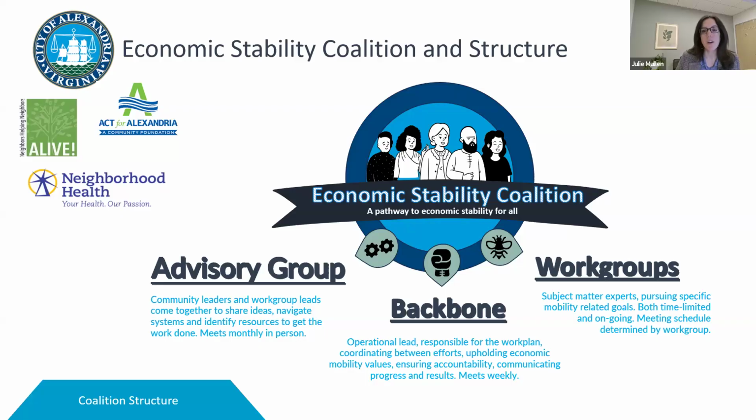And then our work groups are more time-limited groups that come together around various opportunities. They really pull subject matter experts from across city offices and community partners. And they might be coming together around other opportunities for learning communities, a specific question we're asking and trying to solve, or a specific project.